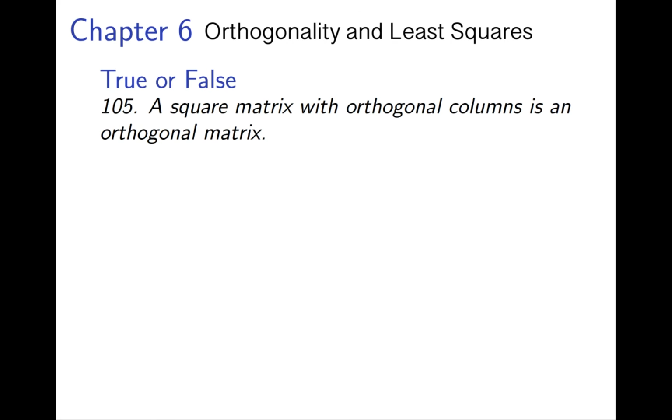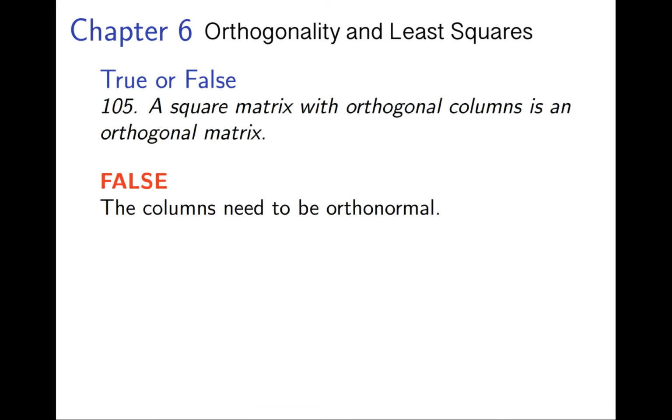Number 105. A square matrix with orthogonal columns is an orthogonal matrix. So this is testing if we know what the definition of an orthogonal matrix is. And it's false. We need a square matrix to have orthonormal columns to be an orthogonal matrix. So this is just testing if we know definitions.